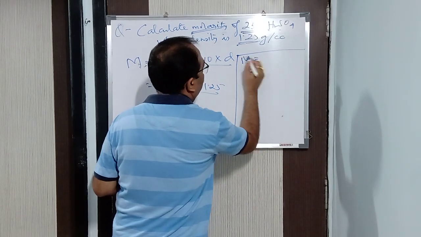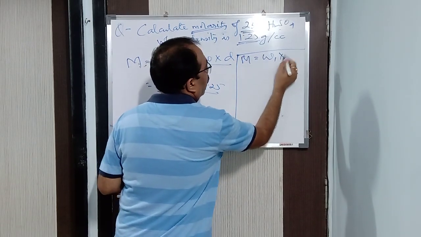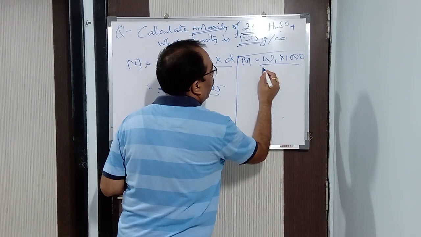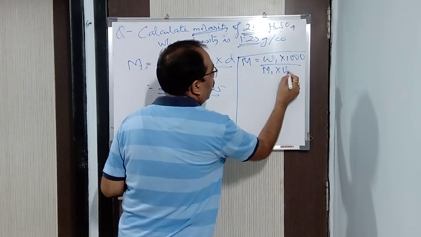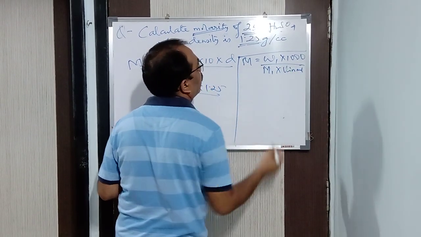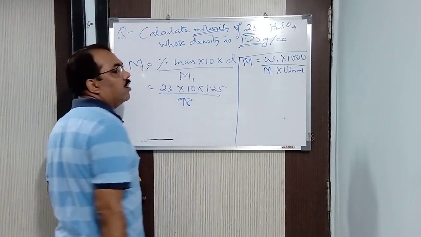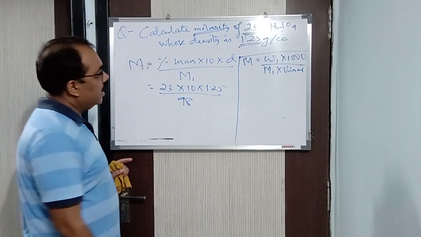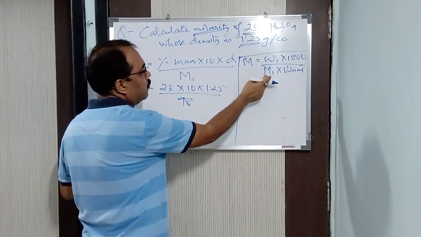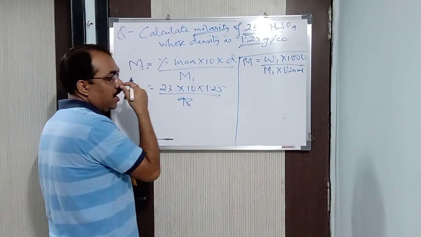Molarity is equal to weight W1 into 1000 by M1 into V in ml. See children, I got this particular formula from here itself. The thing is that I have simplified this one, by putting the value I have simplified it here. You will say, how, sir, did you get it?